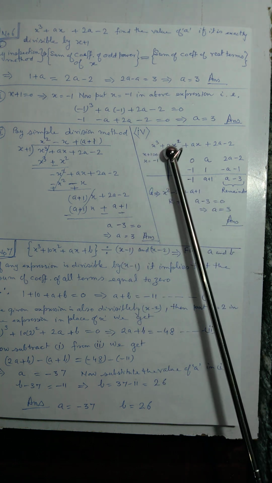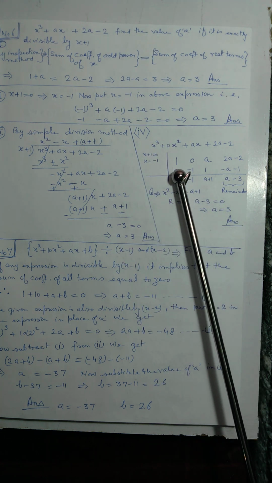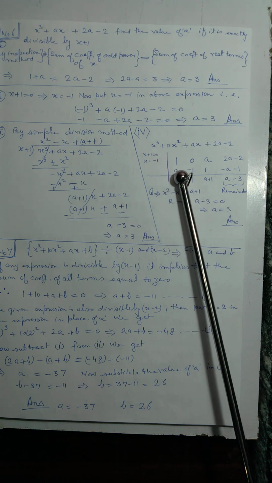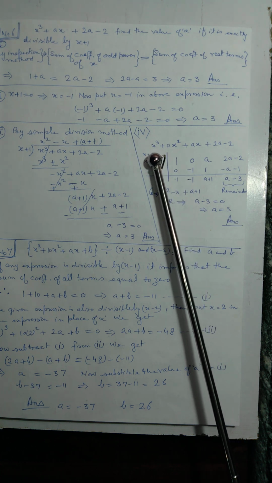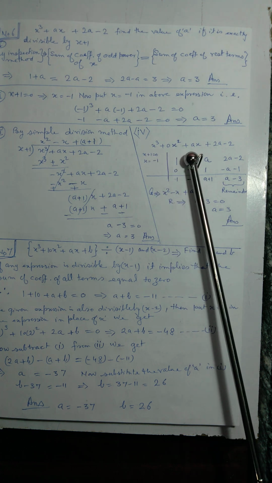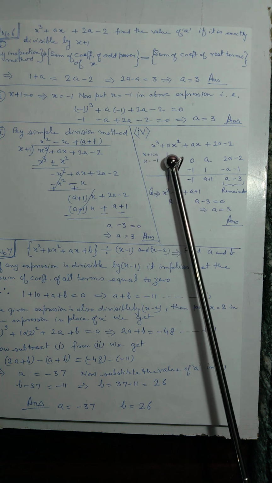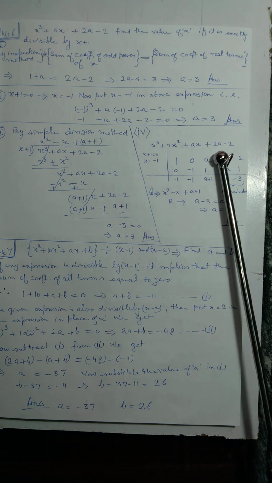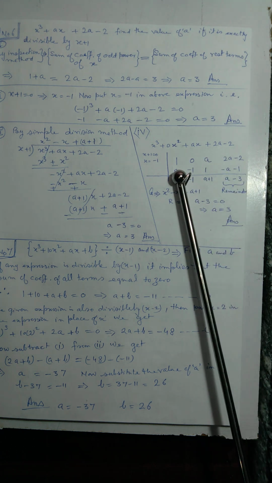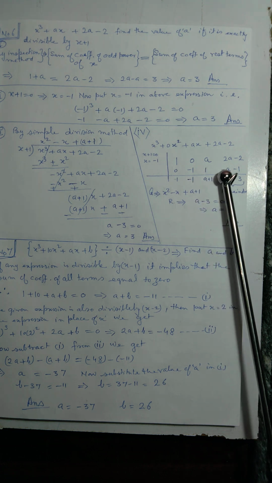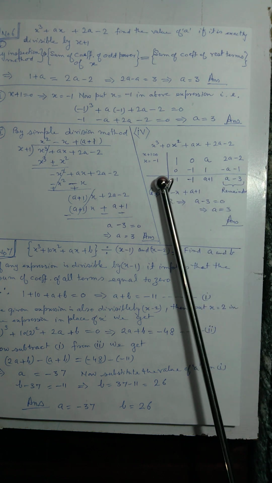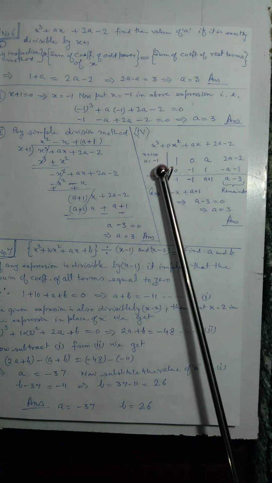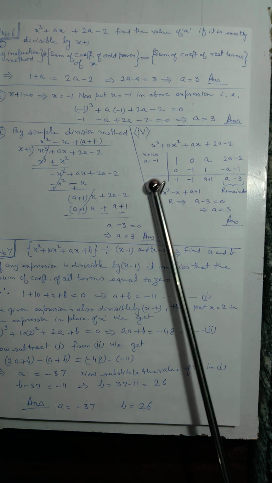Now the fourth method, that is the Newton method. Now detach the coefficients. You see, first of all you have to write it in descending order. You see, x cube plus 0x square plus ax plus 2a minus 2. Now detach the coefficients here: 1, 0, a, 2a minus 2. Now x plus 1 is equal to 0. Therefore x is equal to minus 1.